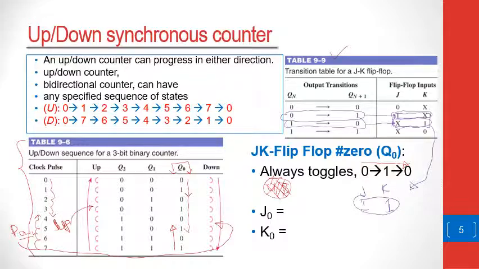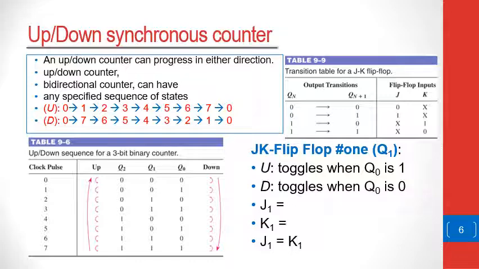So in this case we observe that J0, which is the input of JK flip-flop number 0, has to be 1. K0 also has to be 1 in order for JK flip-flop 0 to always be toggling. We're moving on then to JK flip-flop number 2, the second one, which is Q1, and trying to establish what the inputs need to be.